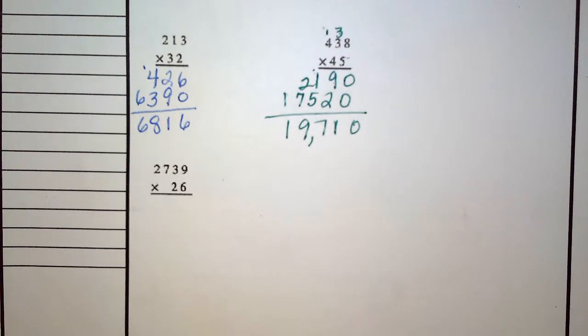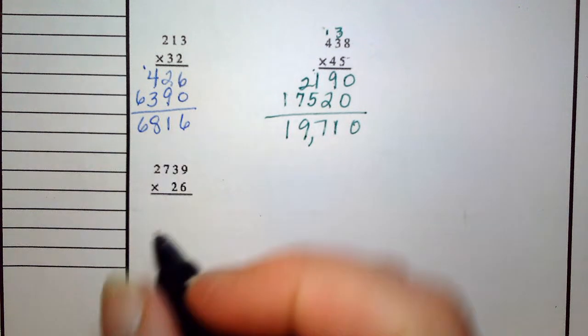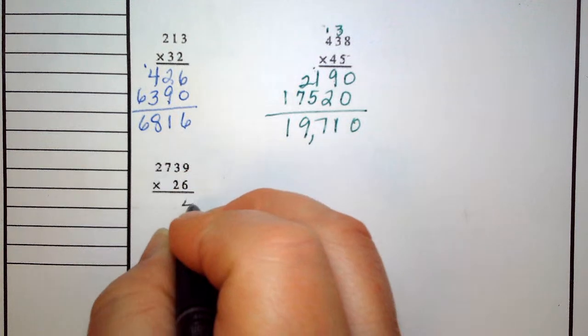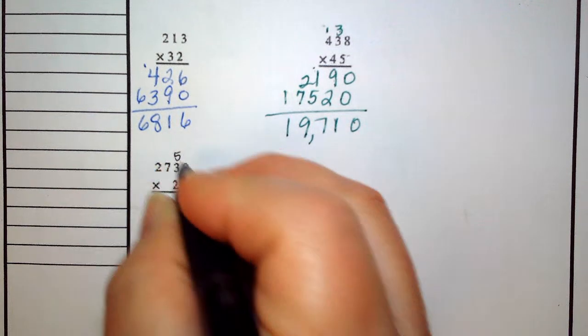Okay, pause the video and see if you can do the last one on your own. Can you do it? Have you learned? Pause the video now. Well, I do hope you tried. 6 times 9 is 54. Put the 4 down, carry the 5.